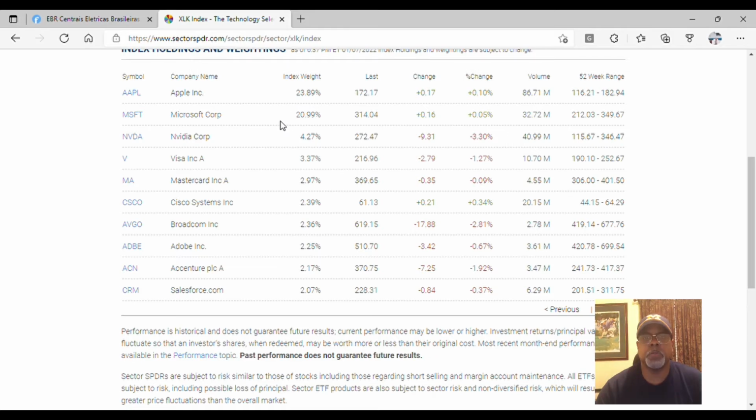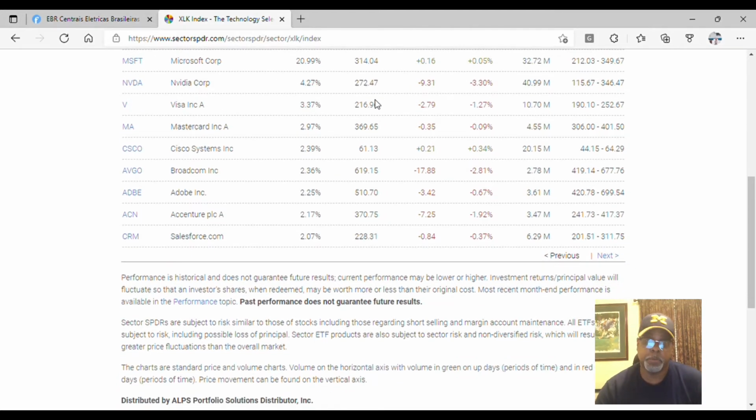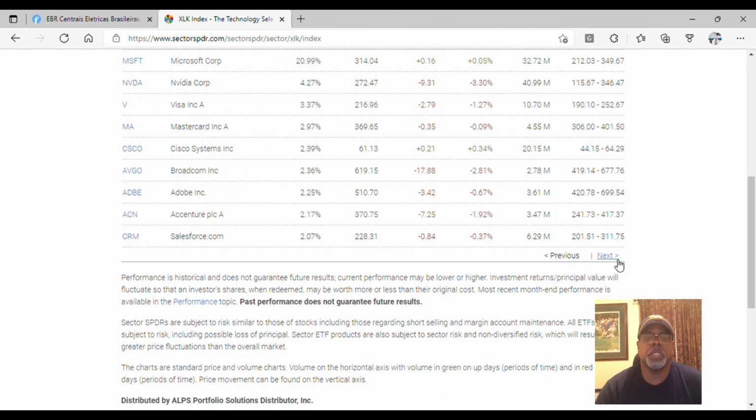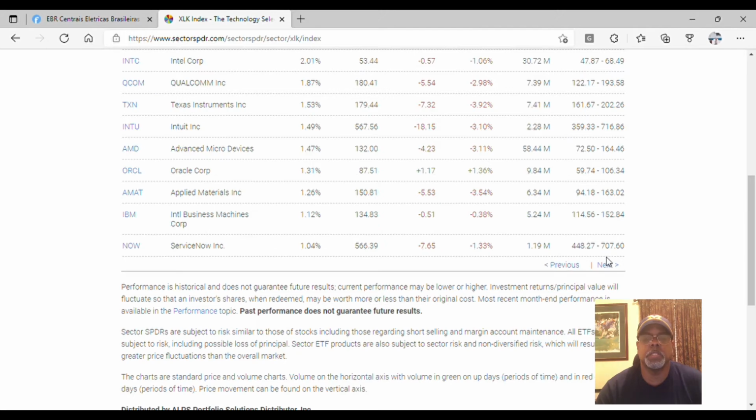So we want to find some, let's look at something under $50. See if we can find something under $50. You may not be able to afford $172 per share, or you may not want to pay that kind of money per share. So let's see if we can find something for $50 per share or below. So I just click next and I don't see any here. There's Intel, which is 53, which is not bad. But we're looking for something that's under 50.